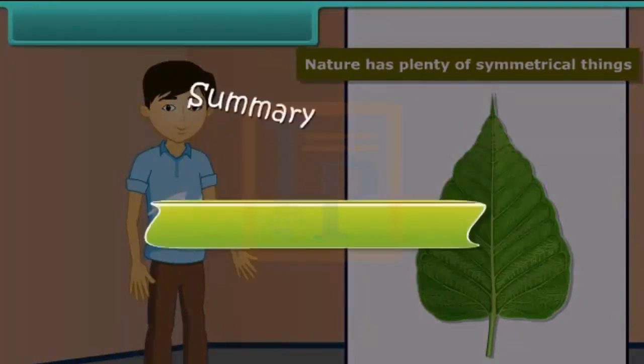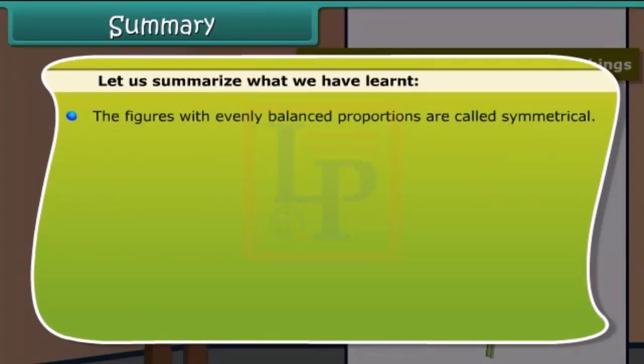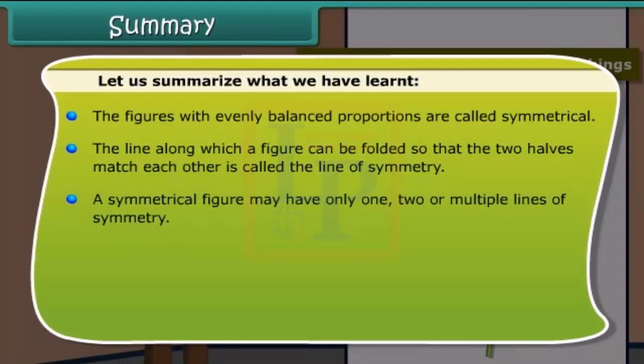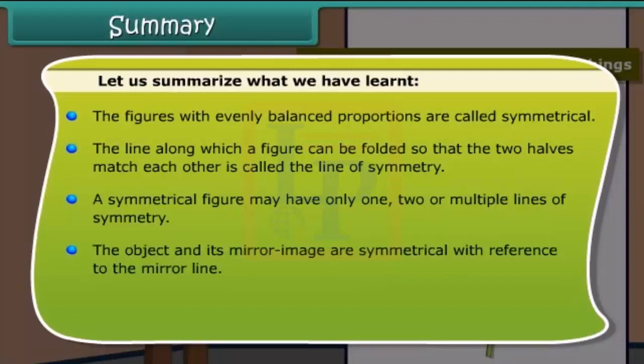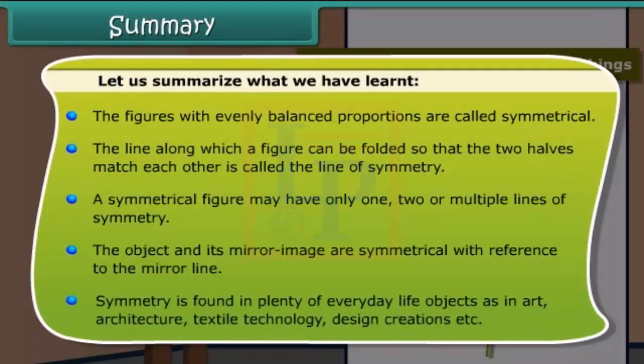Summary. Let us summarize what we have learned. The figures with evenly balanced proportions are called symmetrical. The line along which a figure can be folded so that the two halves match each other is called the line of symmetry. A symmetrical figure may have only one, two, or multiple lines of symmetry. The object and its mirror image are symmetrical with reference to the mirror line. Symmetry is found in plenty of everyday life objects as in art, architecture, textile technology, design creations, etc.